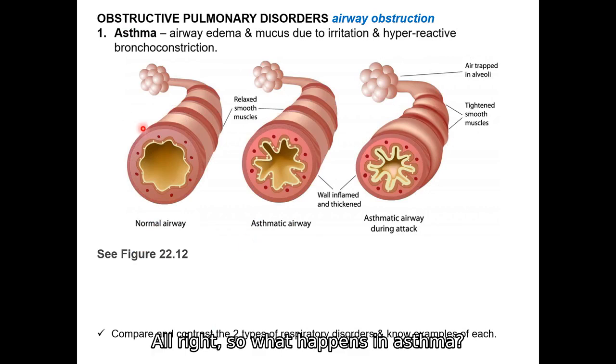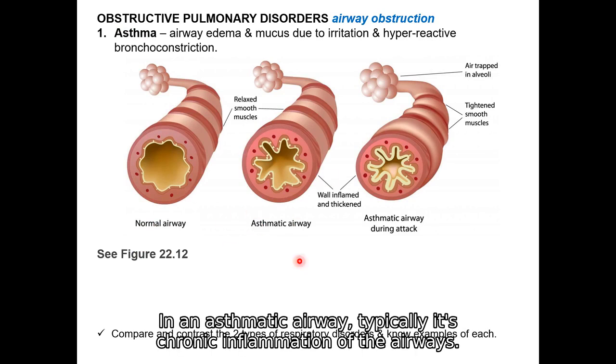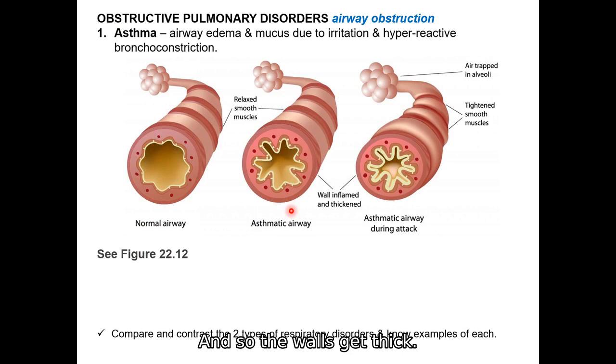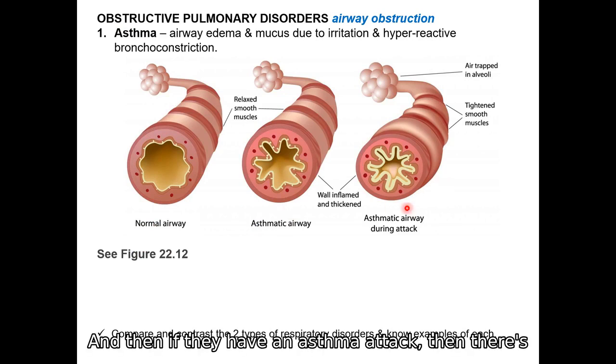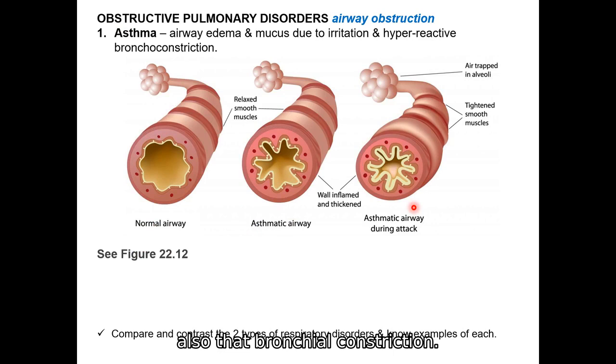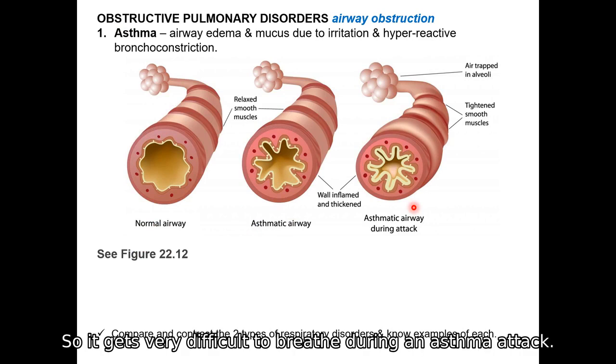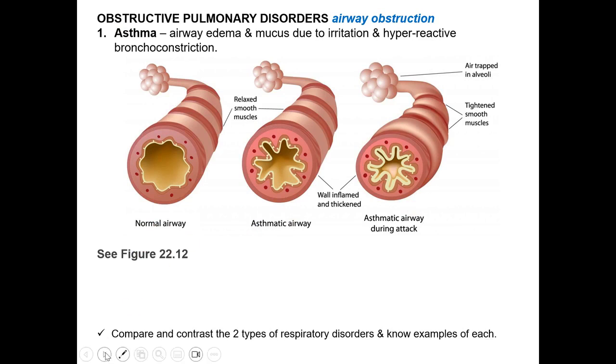All right. So what happens in asthma? Here's a normal airway, and like I said, the bronchioles can either constrict or dilate based on the body's needs, so that's going to control ventilation. In an asthmatic airway, typically it's chronic inflammation of the airways, and so the walls get thick. They get thick and inflamed, and then if they have an asthma attack, there's also that bronchial constriction. So it gets very difficult to breathe during an asthma attack.